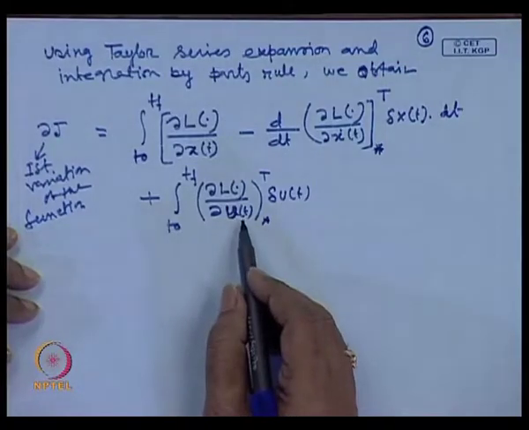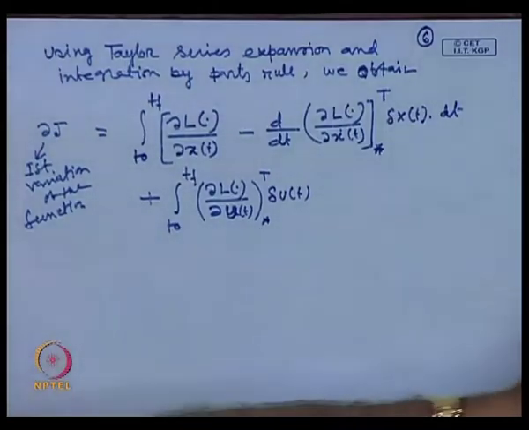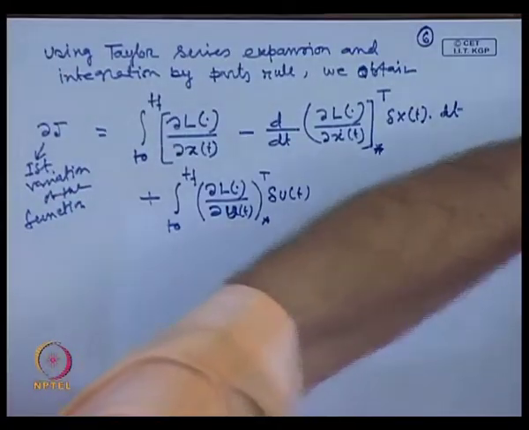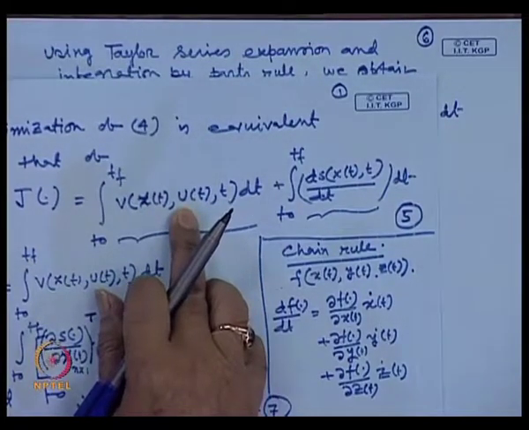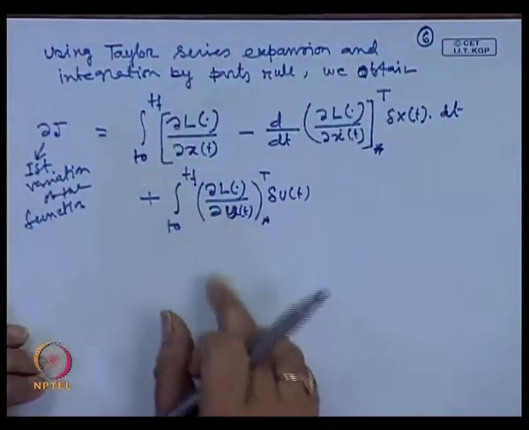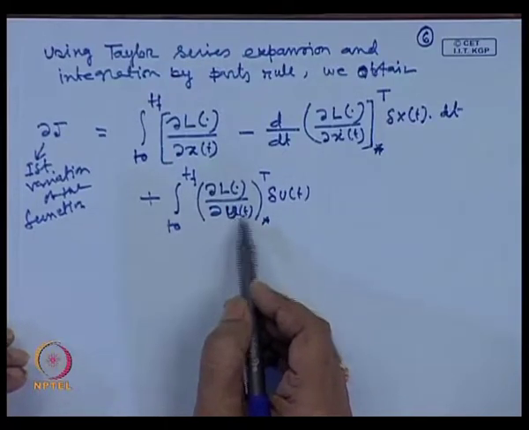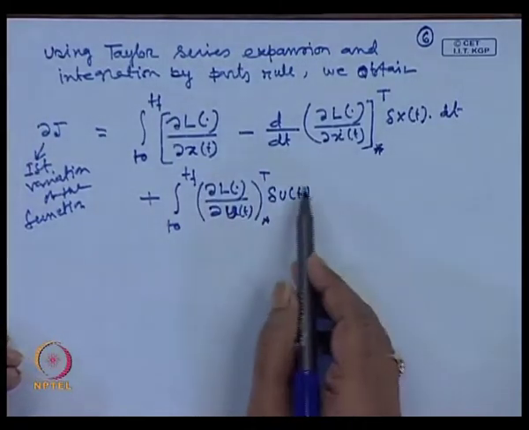So, u is a vector of dimension m inputs. If you consider our original function x of t, u of t, u is the number of inputs, m cross 1, and x is n cross 1, agree. So, the partial derivative of L with respect to u, if L is a scalar and u is a vector of m cross 1, will be a vector. So, you have to transpose it and multiply by delta u, then you will get a scalar quantity.